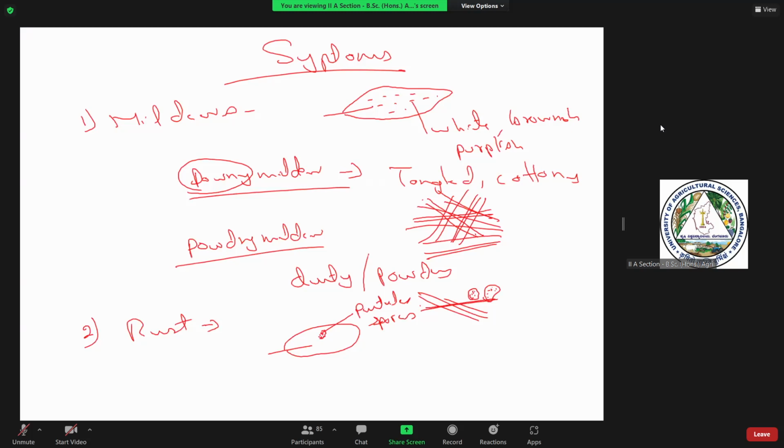And these pustules are basically like a dusty compact mass, which are red or sometimes brown, yellow, orange or black in color. It again depends upon the type of the rust. Rust is a very serious problem in many of the crop plants.